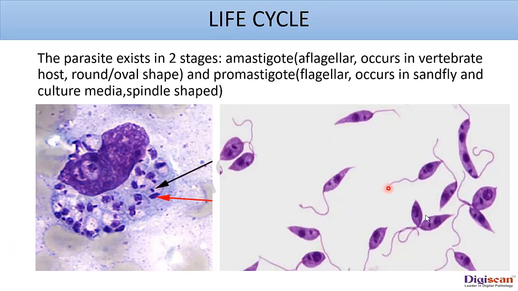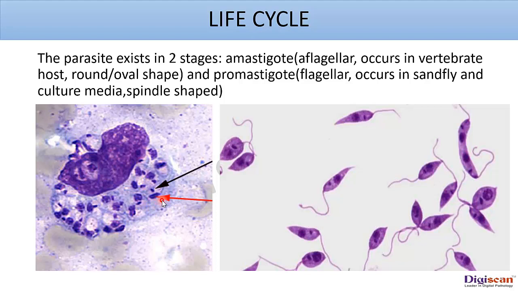The parasite exists in two stages, an amastigote form and a promastigote form. The amastigote form is aflagellar. It exists in the vertebrate host, which in this case is humans. It has a round to oval shape. Here we can appreciate that this is a macrophage, and within the cytoplasm of the macrophage there are numerous amastigote forms of Leishmania, also known as LD bodies.